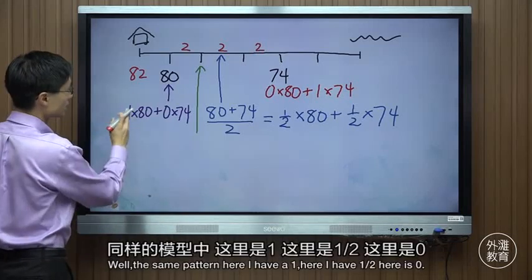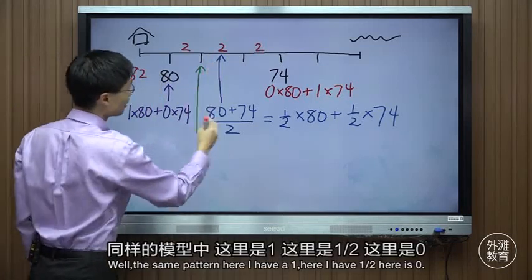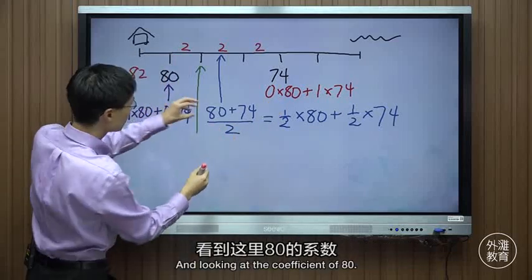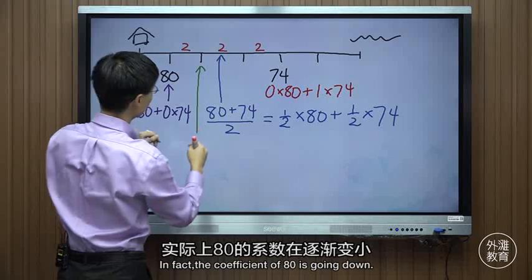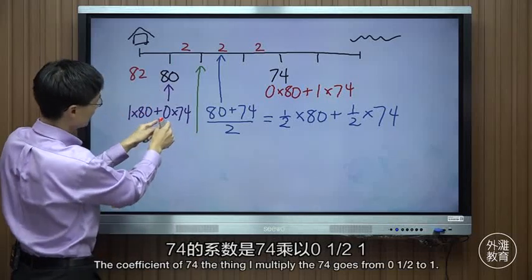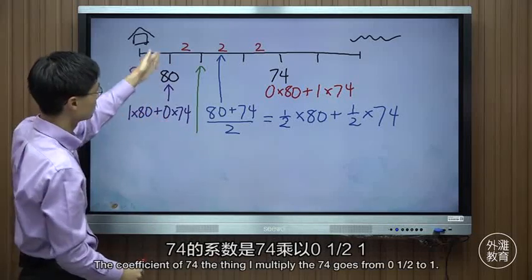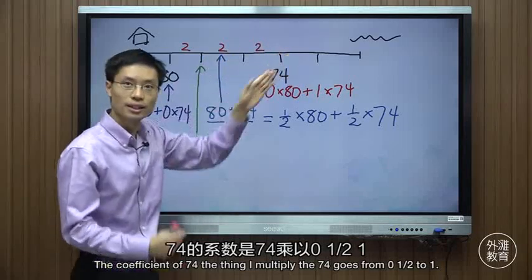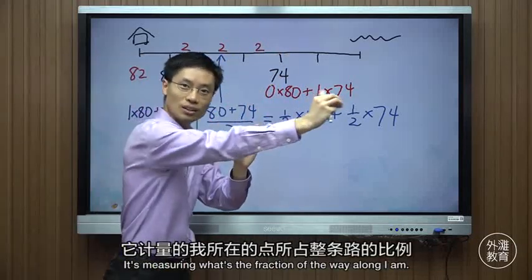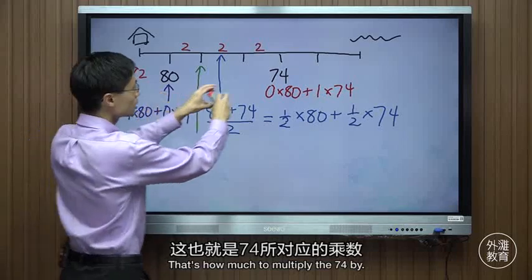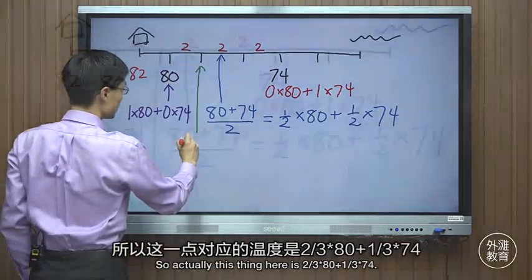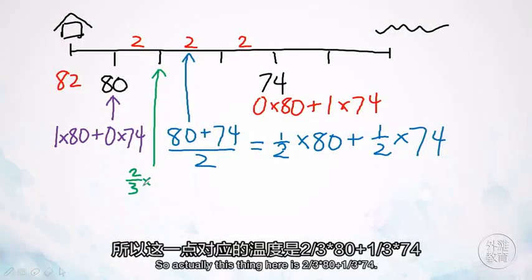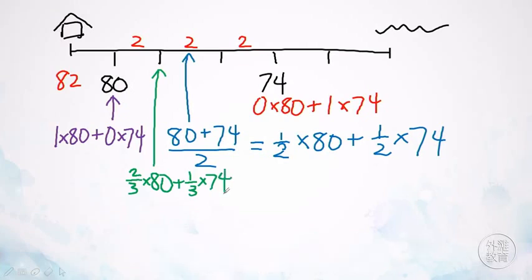Where this same pattern is, here I had a 1, here I had a 1/2, here is a 0. I'm looking at the coefficient of the 80. In fact, this coefficient of the 80 is going down, and the coefficient of the 74, the thing I'm multiplying by 74, goes from 0 to 1/2 to 1. It's measuring what fraction of the way along I am. That's how much to multiply the 74 by. So actually this thing here is 2/3 of the 80 plus 1/3 of the 74.